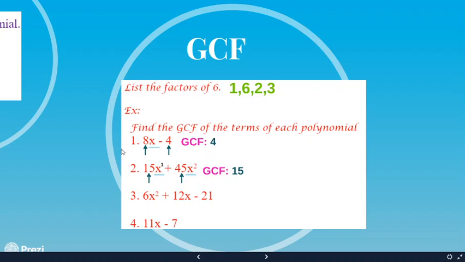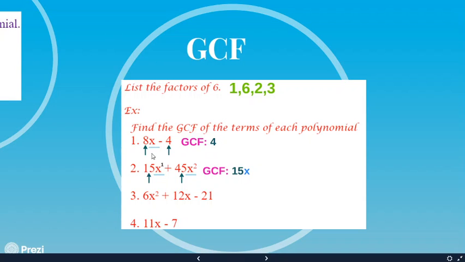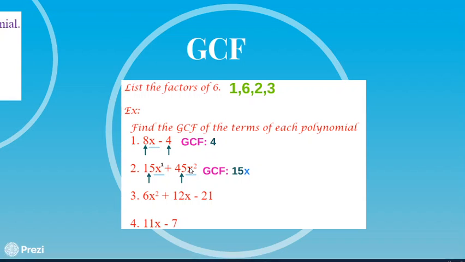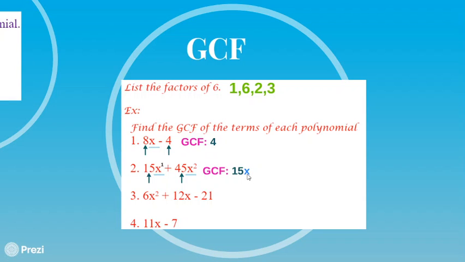So the GCF would be 15x, technically x to the first power. A shortcut when you're finding the GCF, if you have variables, is to pick the variable with the smallest exponent. X to the first was the smaller exponent, so that is the one I included in my GCF. So that's the shortcut. Shortcuts are fun, right?